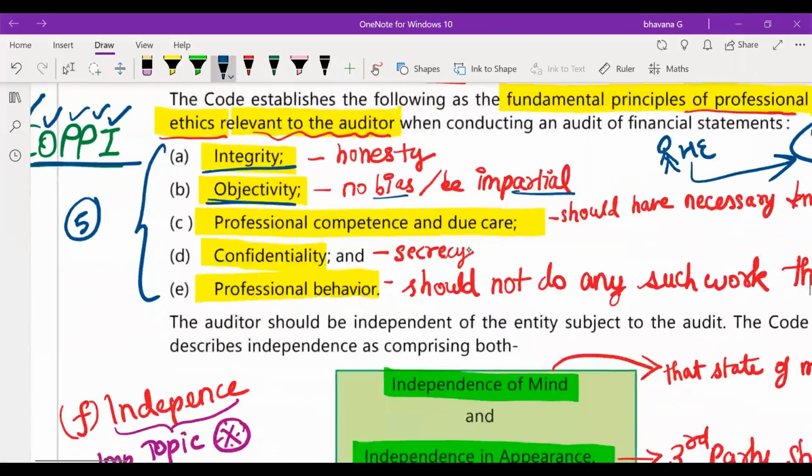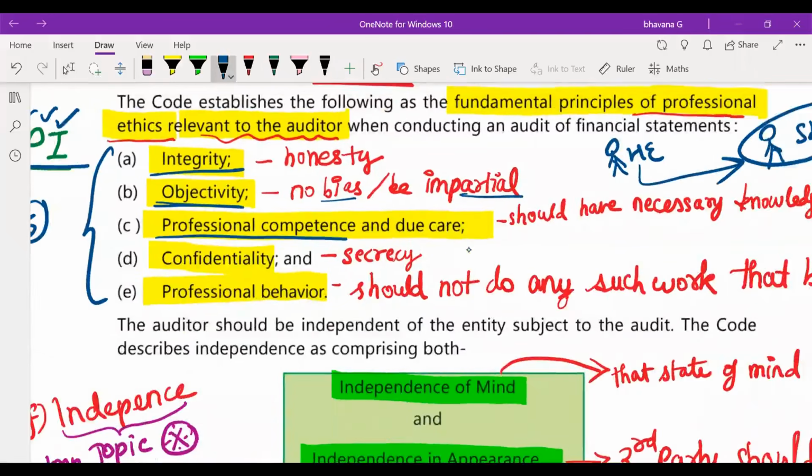Next is professional competence and due care. That means whatever knowledge is required for you to do the work, you must have that knowledge with you. Next is confidentiality. Whatever confidential information is related to the company, you must not leak it outside. It is your ethical requirement to maintain the confidentiality or secrecy of the firm. Next is professional behavior. That means you must not do any act which defames our mother body, ICAI.